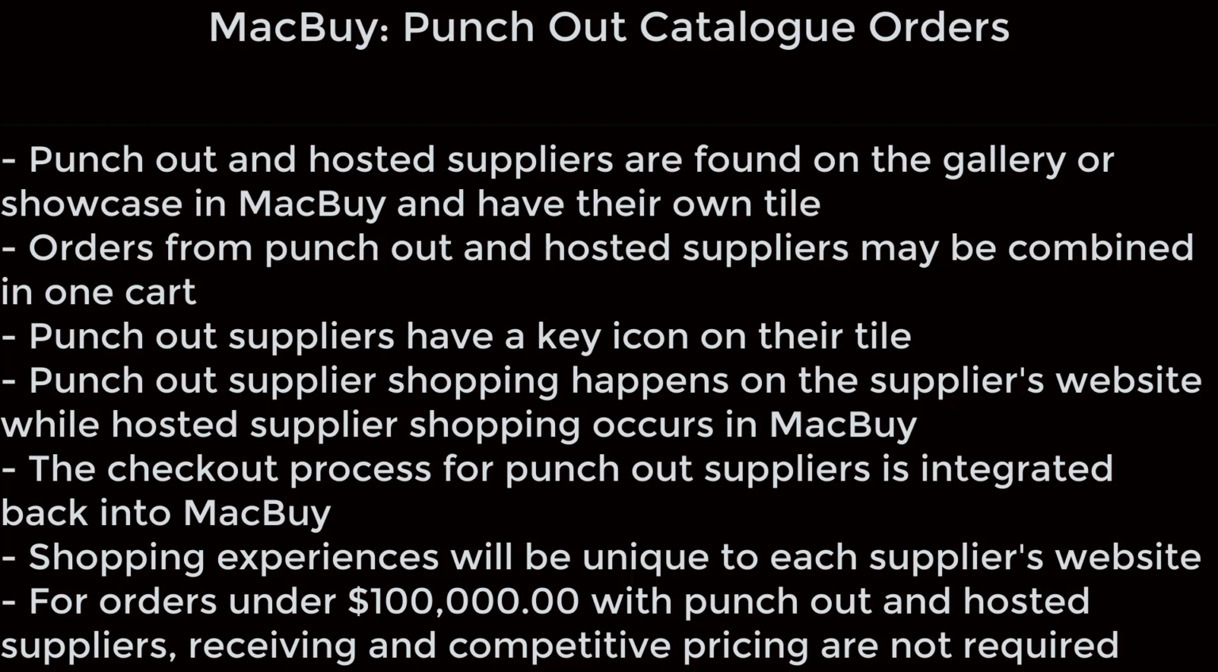For orders under $100,000 using a punch-out or hosted supplier, no receiving or competitive pricing is required. Punch-out suppliers are differentiated from hosted suppliers by a small arrow in the top right corner of their tile. Punch-out shopping happens externally on a supplier's website with the checkout process integrated back into MacBuy. The shopping experience may vary by supplier.